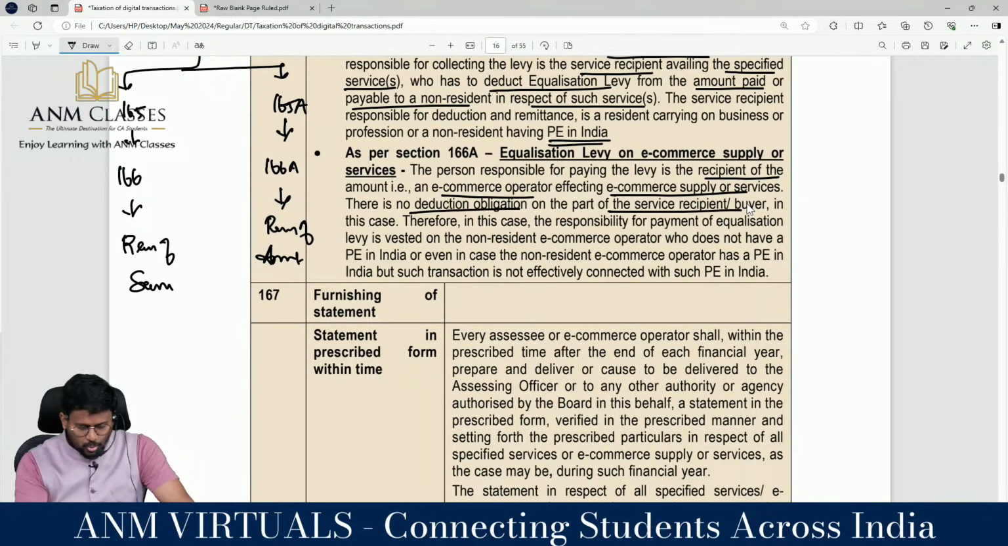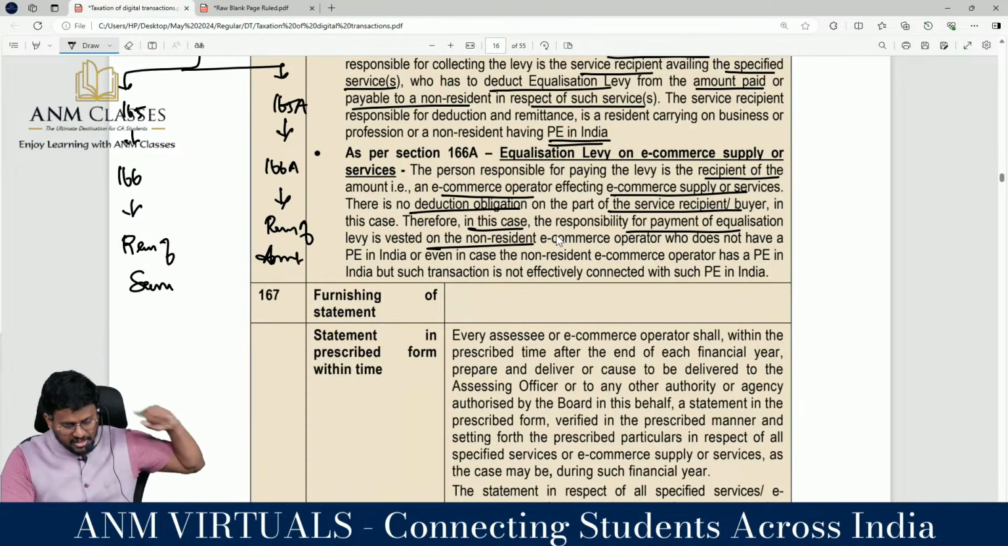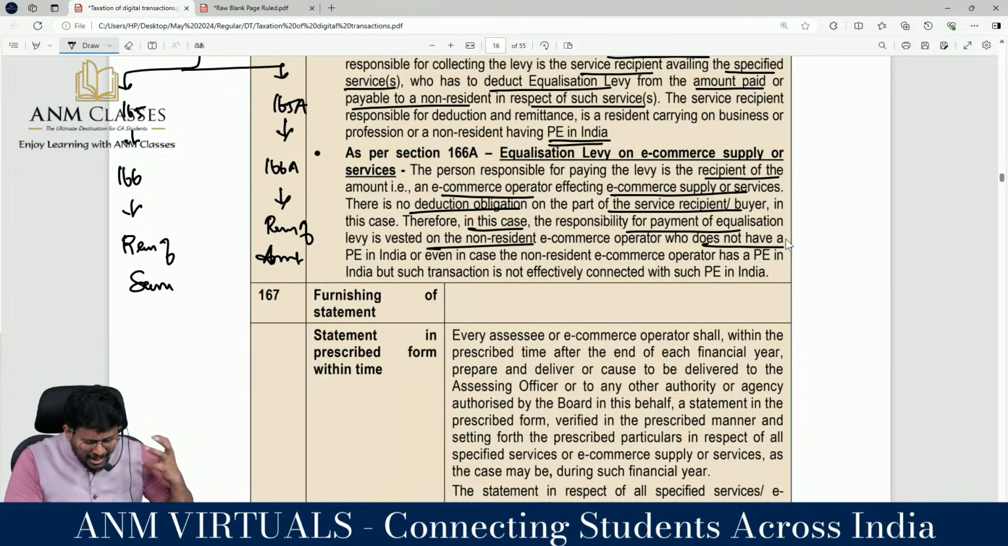Therefore, in this case, the responsibility for payment of equalization levy is vested on the non-resident who does not have a PE in India, or even in case the non-resident e-commerce operator has a PE, but such transaction is not effectively connected with such PE in India.